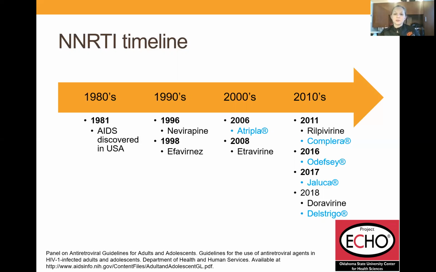Etravirine came to the market in 2008, and then from 2011 up until recent years, we have again a couple more NNRTIs and then more single tablet regimens. So rilpivirine came out in 2011 with Complera as its single tablet regimen, Odefsey in 2016, Juluca in 2017, and then doravirine with its single tablet regimen of Delstrigo in 2018. And we'll talk about all of these.